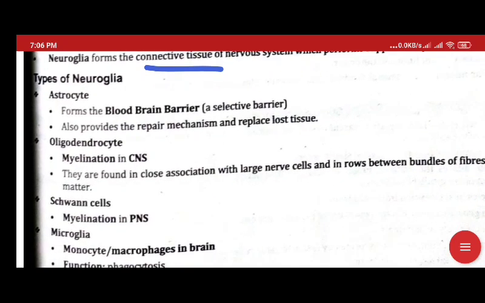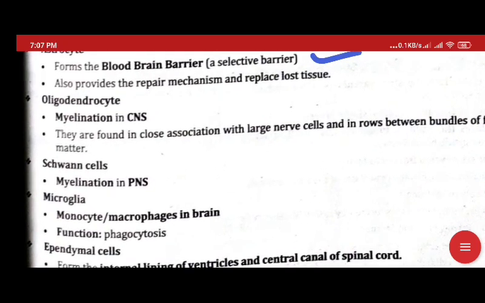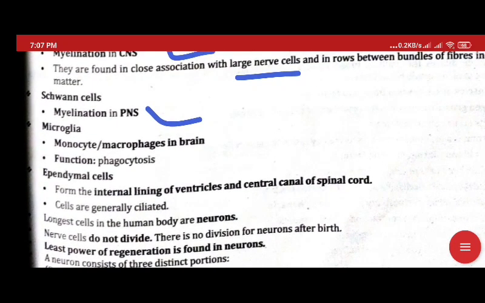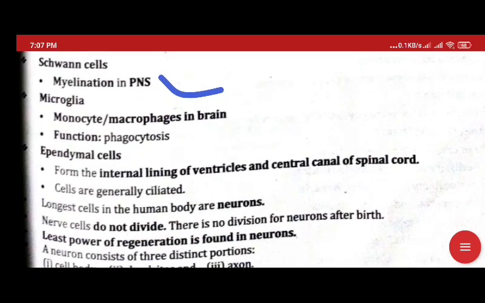Types of neuroglia cells. Now neuroglia cells are the supporting or connective tissue type of cells. Astrocyte means BBB, triple B, blood brain barrier, means in the brain there should not be blood deposition; this is the main function of astrocyte. Oligodendrocyte means myelinating, that makes a coating on the large nerve cells for what? Faster conduction of nerve impulse. Schwann cell is myelinating in PNS, in PNS the sheath is covered. Microglia means monocyte in brain. It is a functional phagocyte, means eating type.